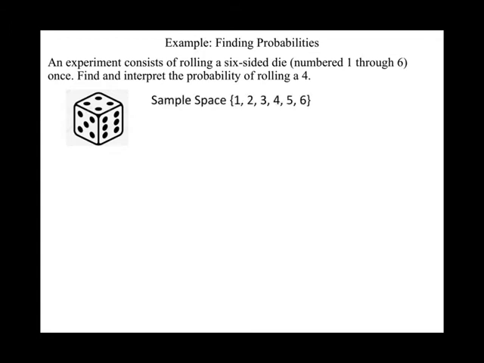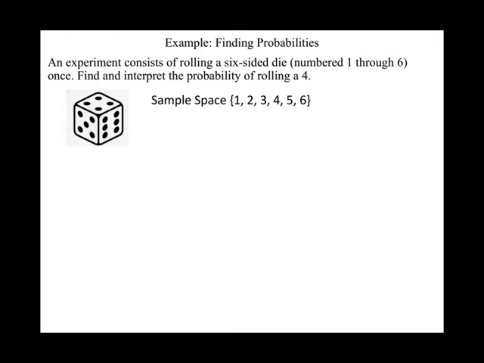Okay, look at the example, finding probabilities. An experiment consists of rolling a six-sided die, numbered 1 to 6, once. Find and interpret the probability of rolling a 4. So I have a six-sided die. First, write down the sample space. Remember, the sample space means what outcomes you can get when you roll this die. You can see the sample space: we could get either 1, 2, 3, 4, 5, or 6.